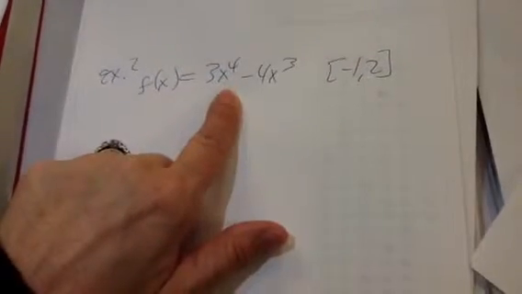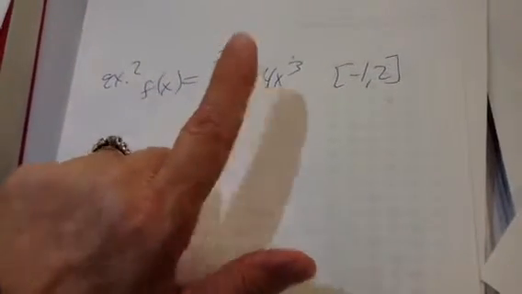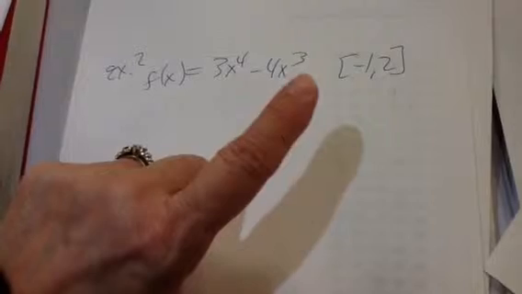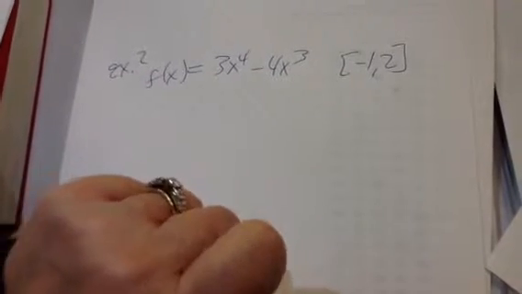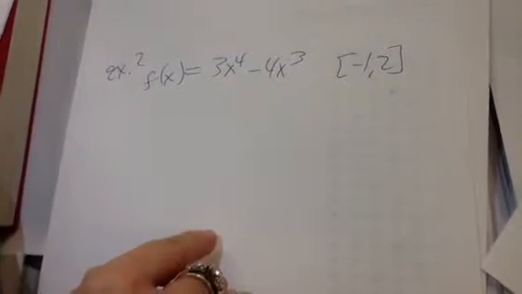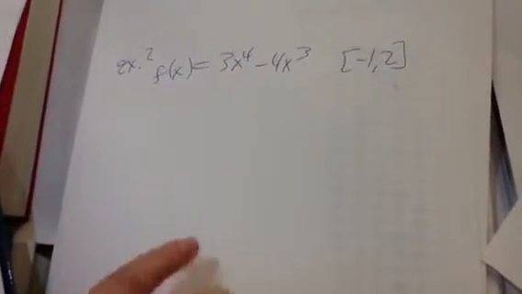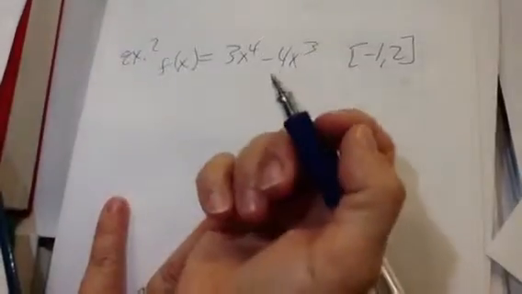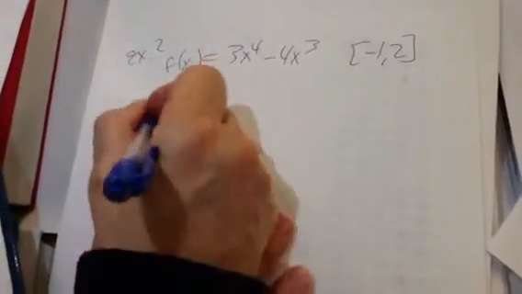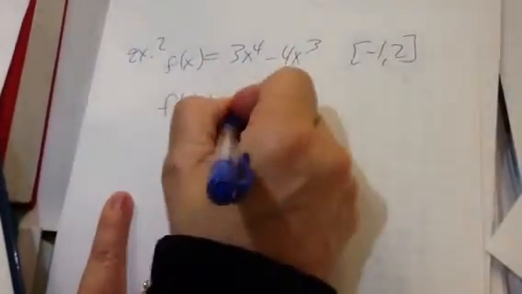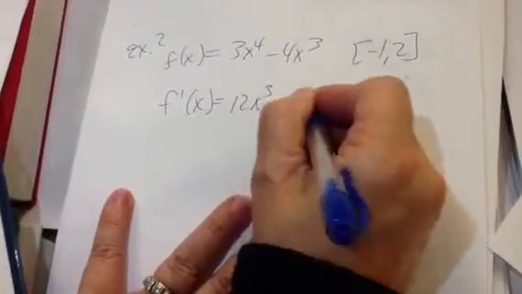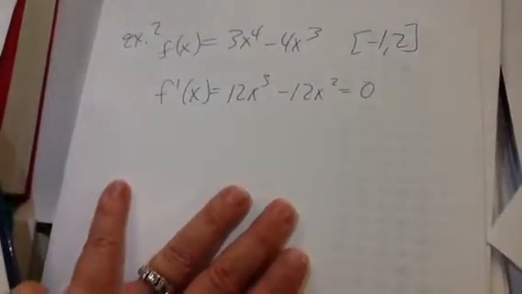Now this is a polynomial. It goes on forever. It's quartic. So we're only looking at -1 to 2, and they want us to find both. So the first step is what? Take a derivative. So 12x cubed minus 12x squared, set it equal to 0, and now what do I do?